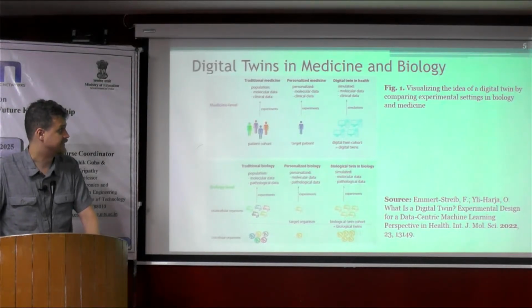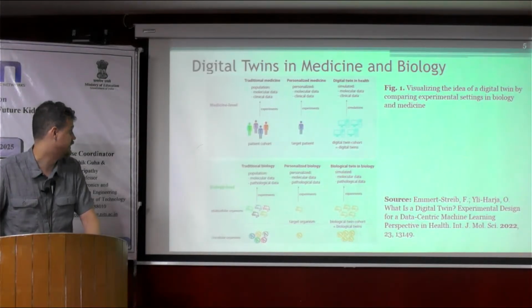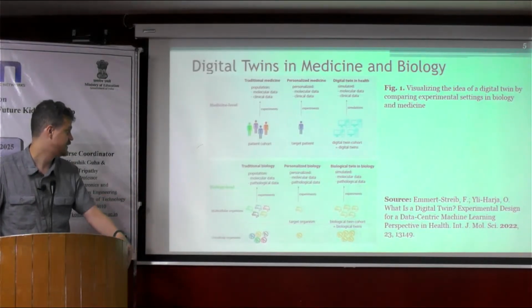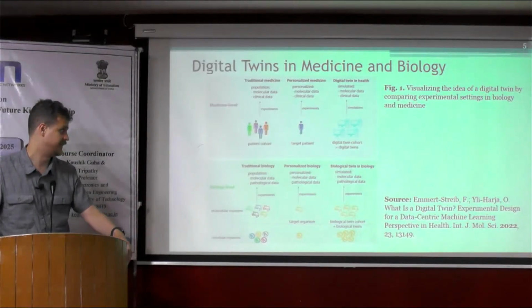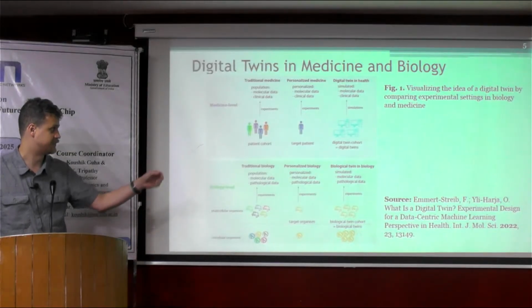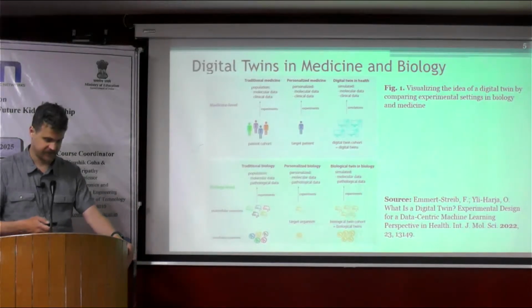And there is a digital twin in the simulation, on the biology level. So it can be used again in terms of the population and biological level, or some personalized data, etc.